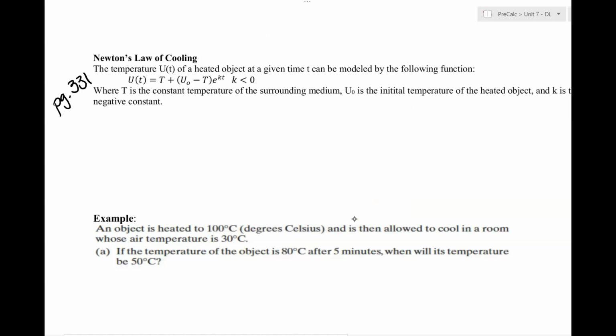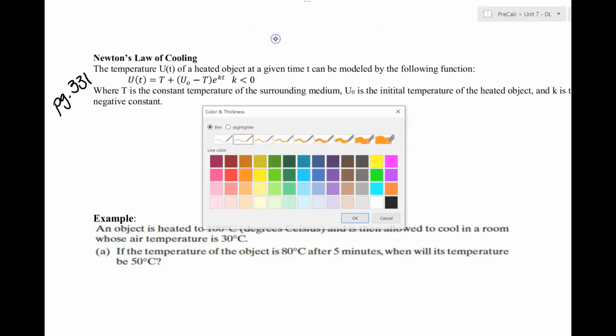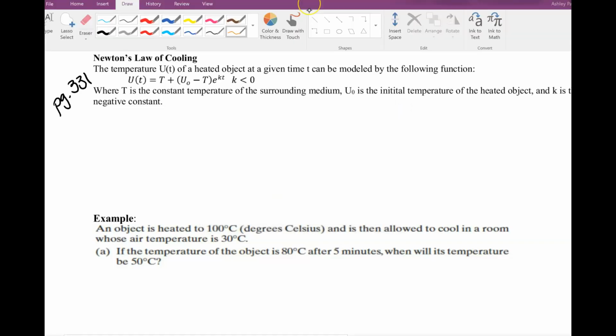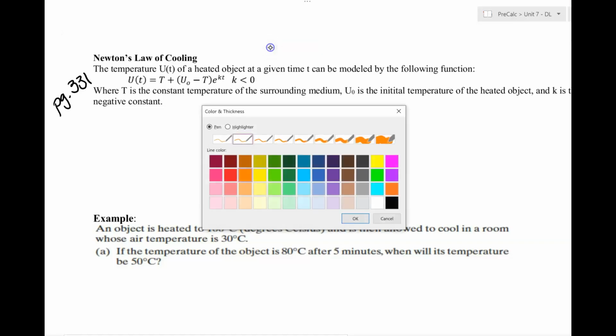So the temperature U of T, that's your final temperature when T is time, of a heated object at a given time T can be modeled by the following function.